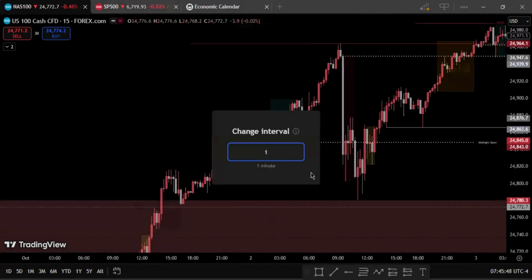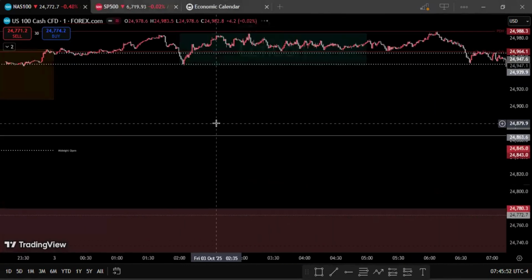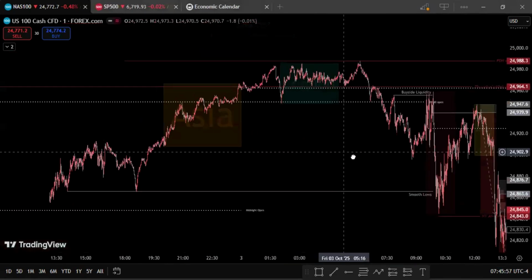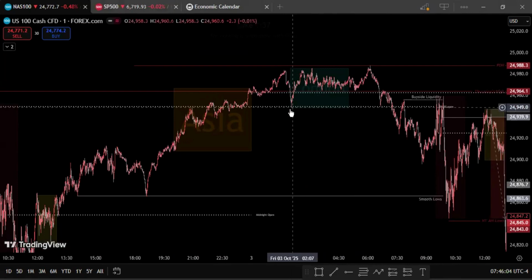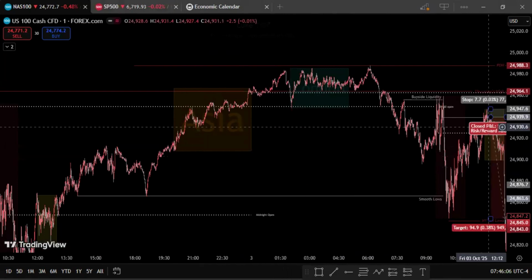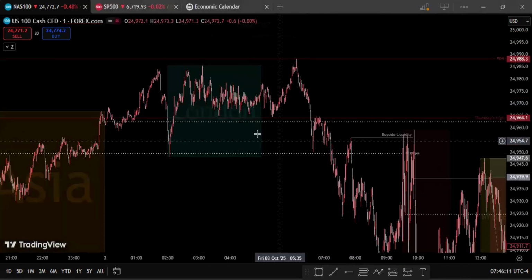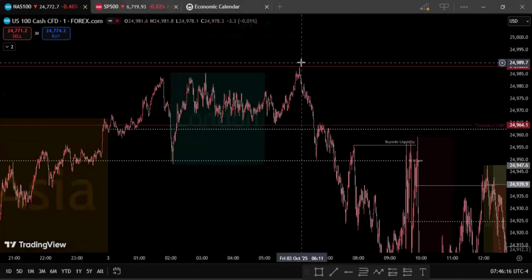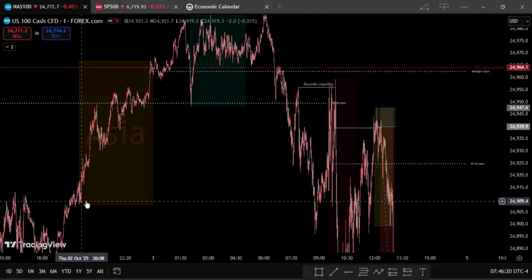So this type of, let me go down to 1 minute. Whenever I'm looking for opportunities and I don't have higher time frame highs or lows, I usually just target the London and previous session highs or lows. So if you look here, right after the London session, we had this London high that got swept, and then we had a reversal back down, taking out the London lows and the Asia lows.